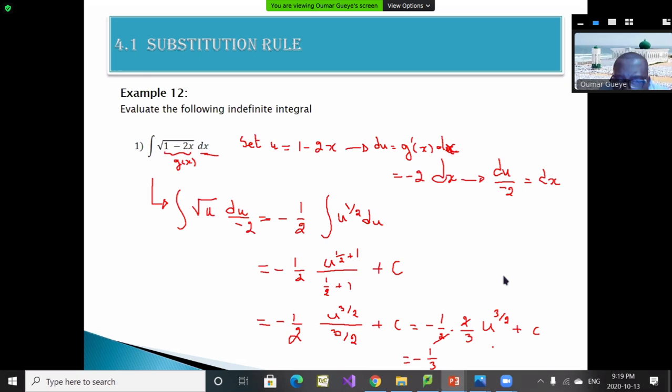And as I told you, the last step is you have to substitute back, because u at the beginning is right here. This is what you call u. Since your initial integral was in terms of x, your solution should be in terms of x and not in terms of u. That's why you have to substitute back. So in this case, it's going to be 1 minus 2x to the power 3 over 2 plus now the constant c.